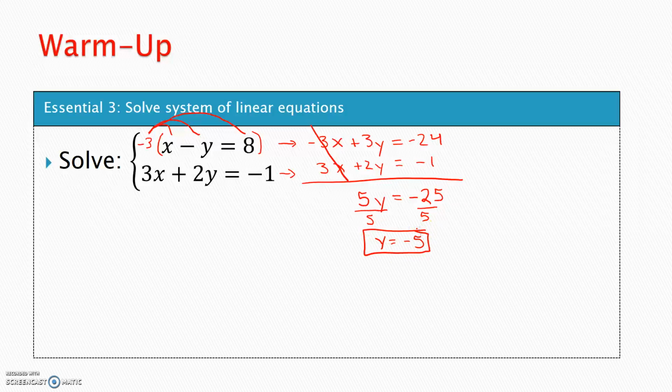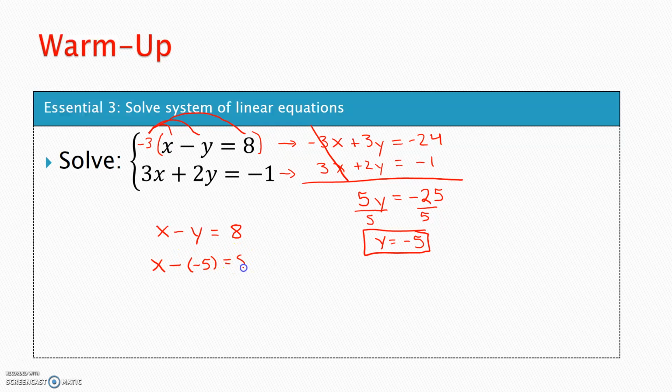Now, of course, that's just half my answer. I need to figure out what x is. Now, I'm going to use the first equation. We have x minus y is equal to 8. Now, of course, I figured out what y was. Y is negative 5, but you got to be careful when you substitute because this is really x minus y from the original problem, and y is a negative 5. So I'll put this in parentheses.